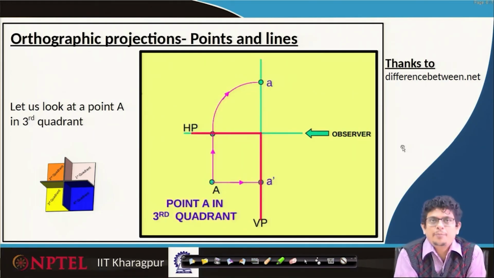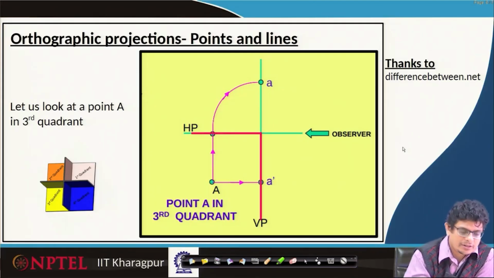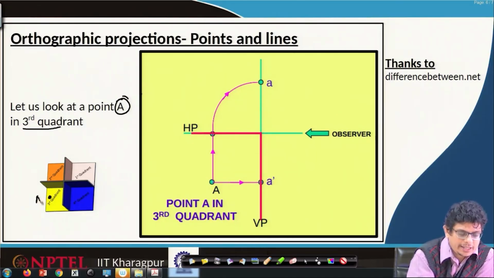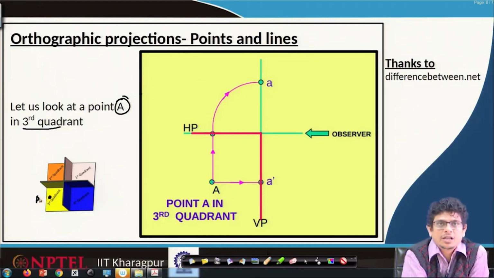Let us look at a point in the third quadrant, if it is projected onto these planes, vertical plane and horizontal plane, how it looks. Now, the point A is in the third quadrant, that means somewhere in this third quadrant point A is located, and we are interested in the projection of this point A onto different planes.